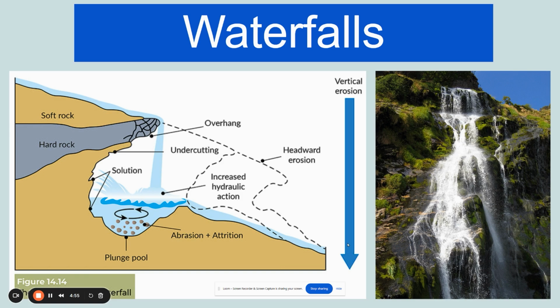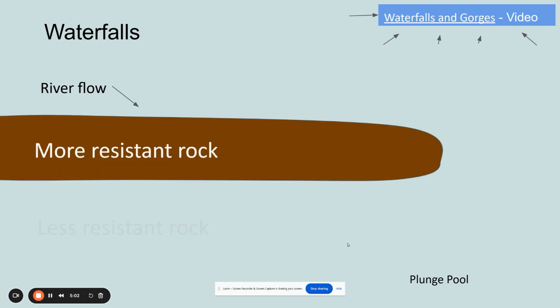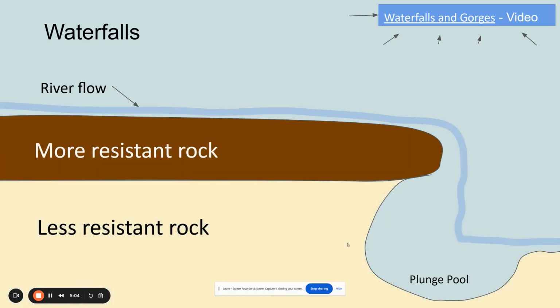Exactly. Okay, now let's talk waterfalls. How do those dramatic plunges of water form? Waterfalls are basically rapids on steroids. They form when a river flows over a really resistant layer of rock, creating a sudden drop.